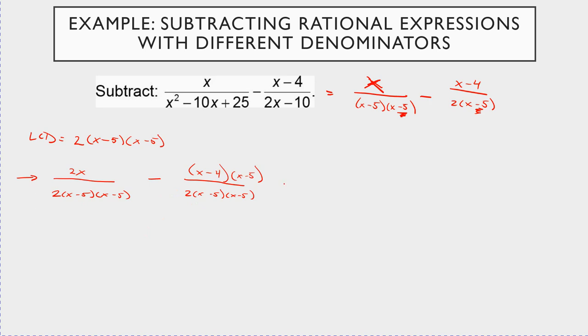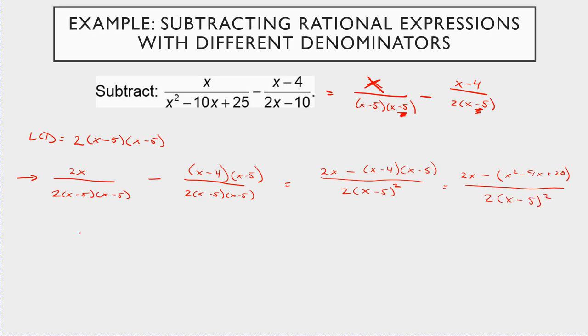So now I'm ready to subtract. So this is 2x minus x minus 4 over x minus 5 all over 2 times x minus 5. And well, x minus 5 times x minus 5 is going to be x minus 5 squared. So you're going to have to FOIL this out and leave this negative out front here, okay? So this is 2x minus, this is x squared, it's going to be minus 9x plus 20, all over 2 times x minus 5 squared.